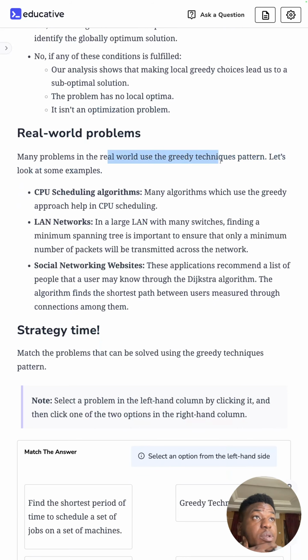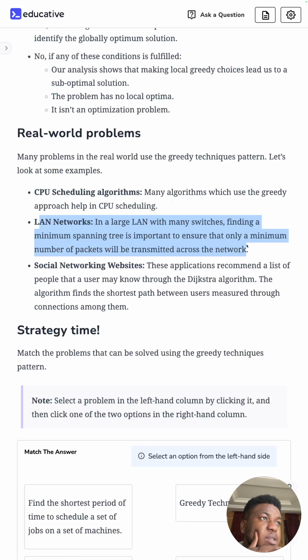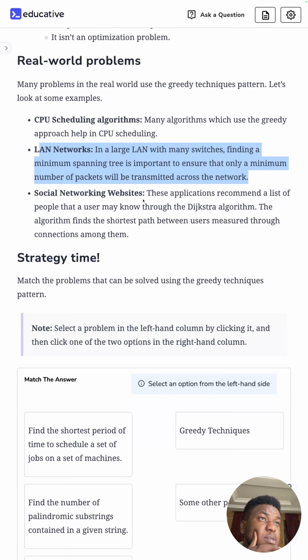And here are some real world problems that use greedy techniques. CPU scheduling: many algorithms which use the greedy approach help in CPU scheduling. And LAN networks: in a large local area network with many switches, finding a minimum spanning tree is important to ensure that only a minimum number of packets will be transmitted across the network. Social networking sites recommend a list of people that the user may know through Dijkstra's algorithm, which finds the shortest path between users measured through connections among them.